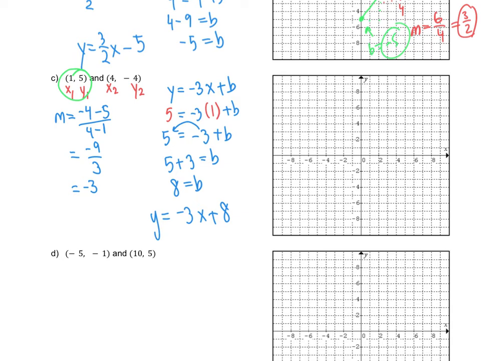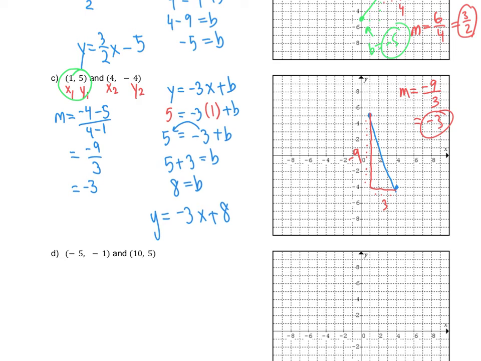The visual method: here's 1, 5. Here's 4, -4. I'm going to connect my dots, find the slope first, and then I'll apply it backwards. So that's -9 going down, and then 3 to the right. So when you are using the visual way, you do have to pay attention to the direction of your line, or you can mess up on your slope. If you say 3 instead of -3, wrong.